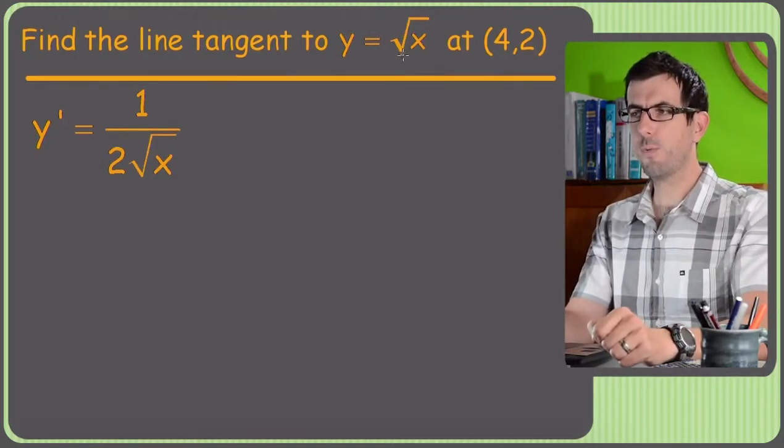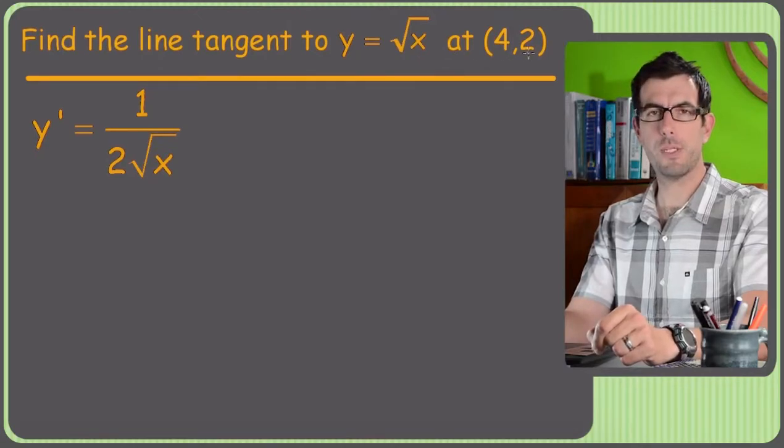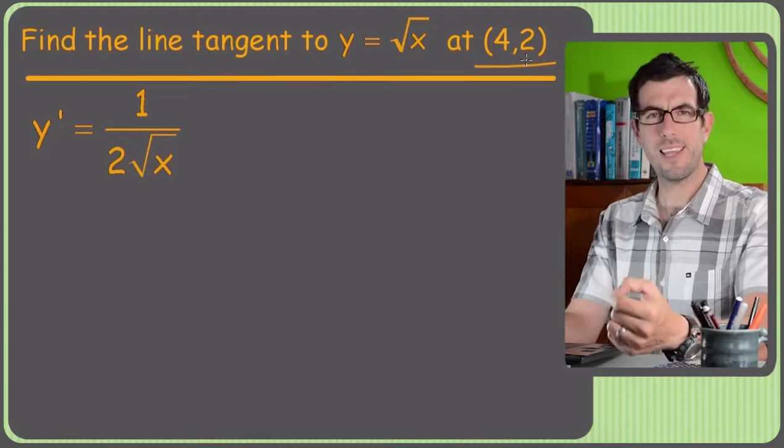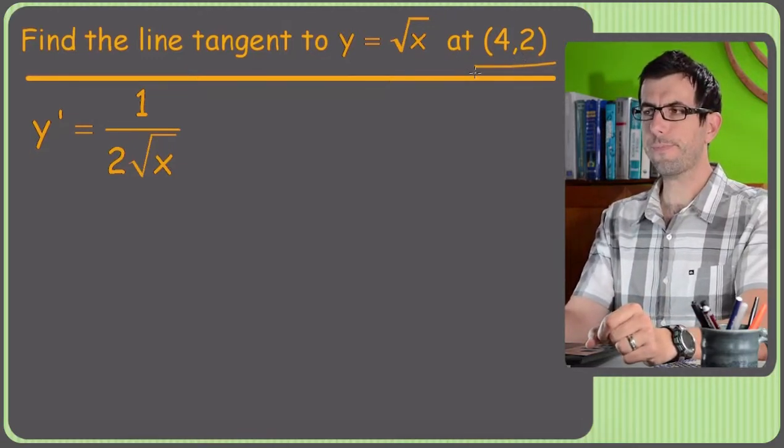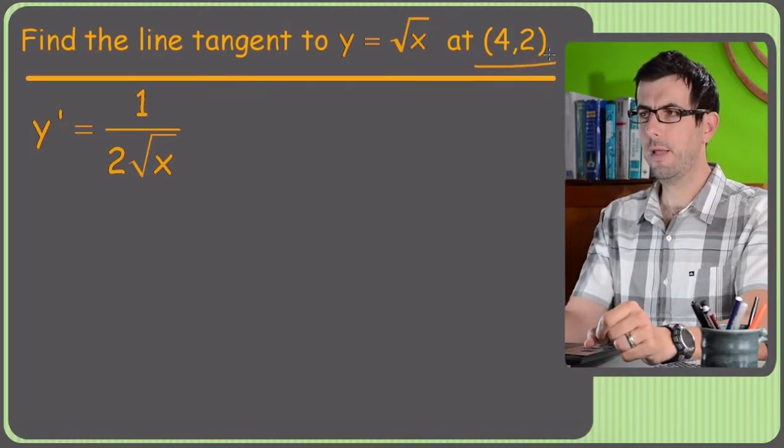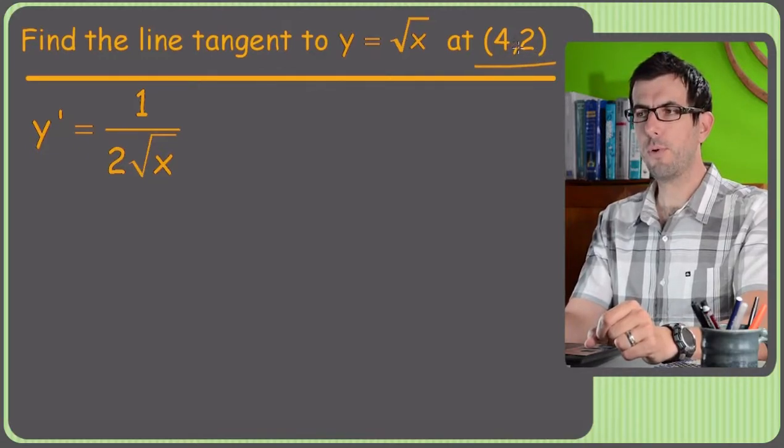All right, find the tangent line to y equals square root of x at (4, 2). Once again, we've been given the point. In a second, we'll get to a slightly more difficult one where you're not given the point. But again, it's still not a lot harder. So (4, 2) is our point. That's really great.